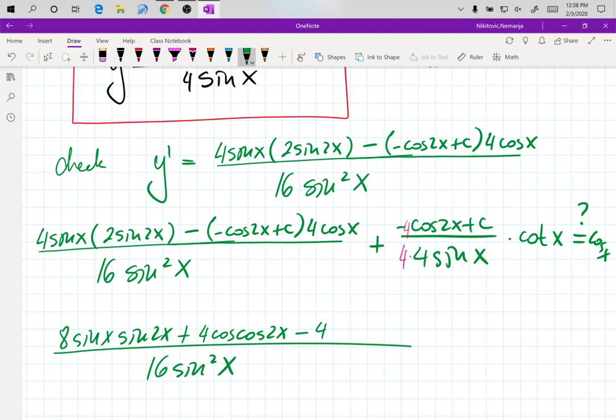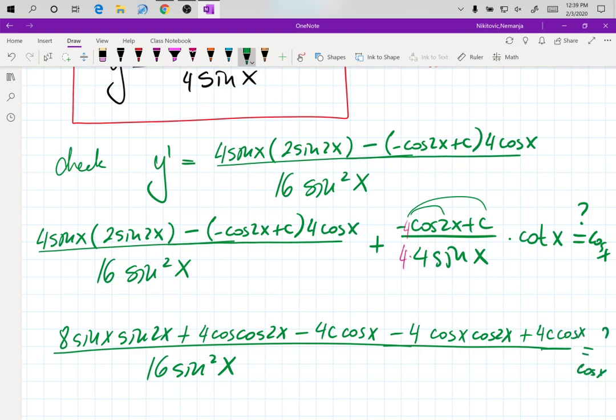minus 4 cosine x. And from here, the denominator is taken care of. It's minus 4 cosine x cosine 2x, and then I didn't do the plus 4 in the solution, so plus, when I multiply top and bottom by 4, this 4 distributes, right? So plus 4 cosine x, and all of that needs to be cosine x.